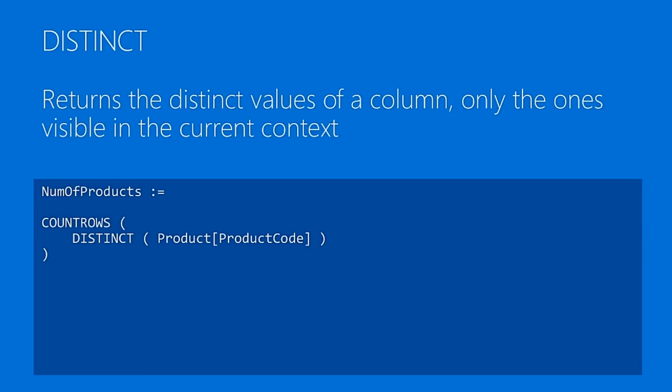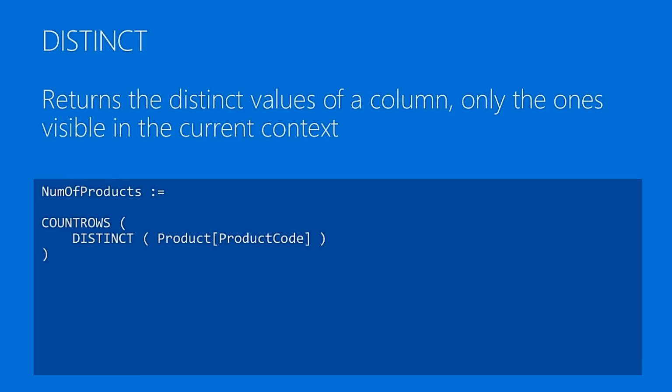So if I create a report and I slice by color, and then I take the count rows of distinct product names, I will get only the number of products of that given color. Whereas if I do a count rows of all product names, I will always get the count rows of all the products, regardless of the filtering that is happening. Okay?